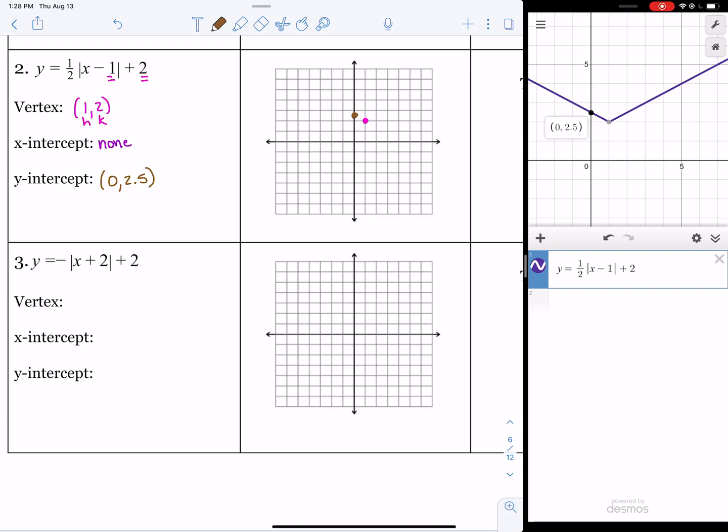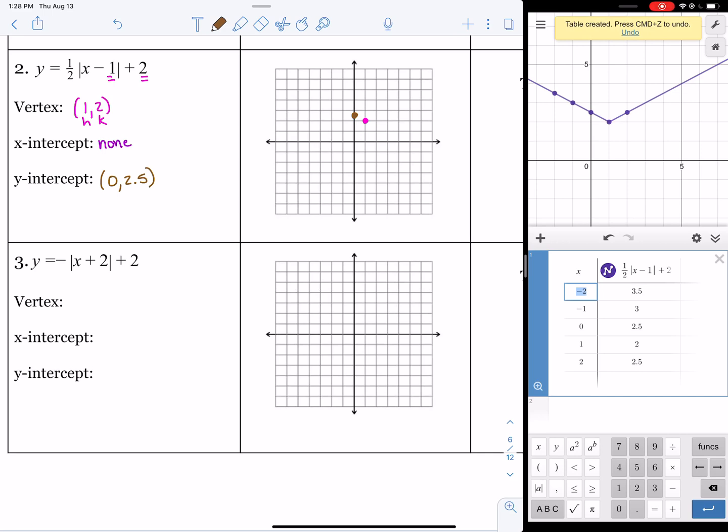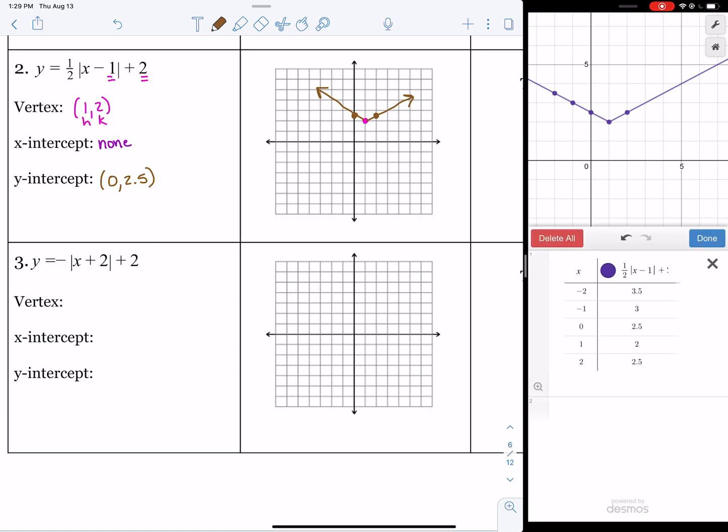And then something you can do within your Desmos screen is click on that little gear and click on your table. And up pops a whole bunch of points you could use to plot any graph you need. And so let's just use the point, let's say 2, 2.5. So 2, 2.5 is right there, just on the opposite side of the vertex, which makes sense because absolute value graphs are symmetrical. But if you ever need help, you've got the little table as part of your function.